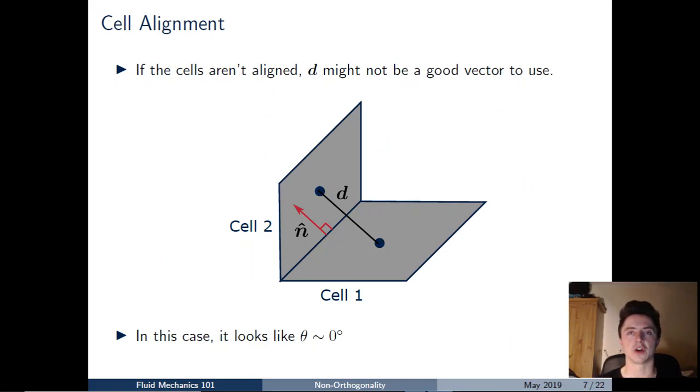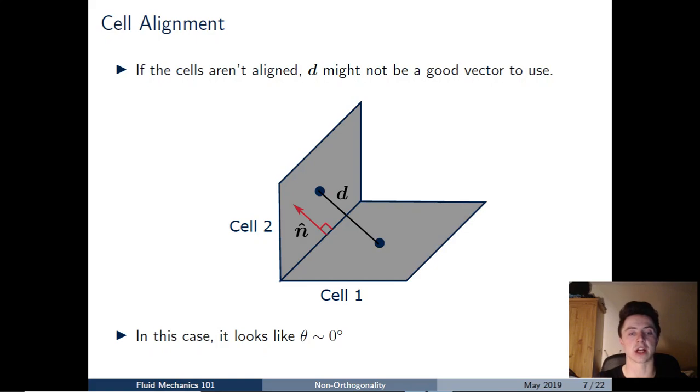That definition of non-orthogonality angle that we've seen before does lead to some difficulties in some situations. To give you an example of where such a situation might arise, have a look at the diagram on the slide. We can see that these two cells, 1 and 2, aren't aligned with each other as they were in the previous example. If you've constructed many meshes yourself, you may have found that you have cells in your mesh that align similarly to what you can see in the diagram. Again, we connect the two cell centroids with a vector D, and again we have the face normal vector N, which is pointing normal to the shared face.